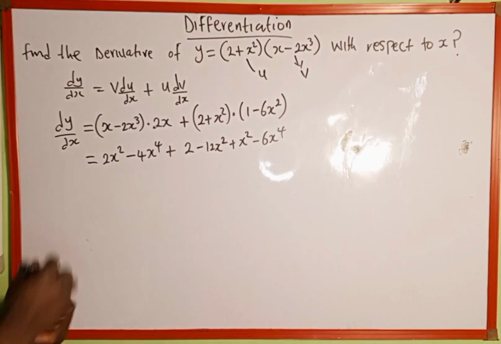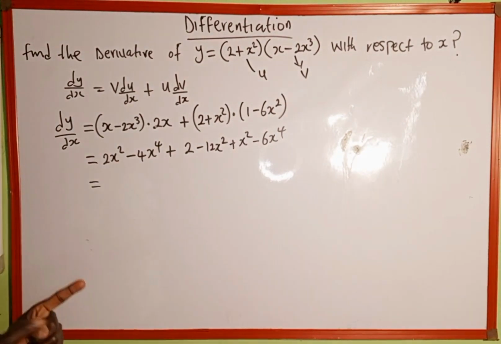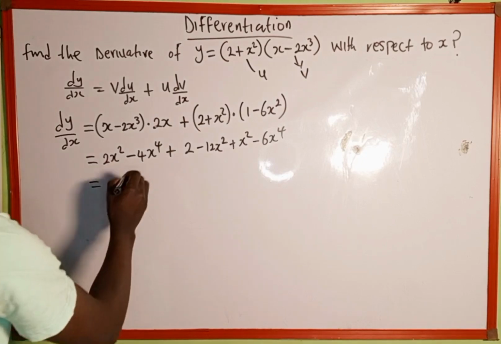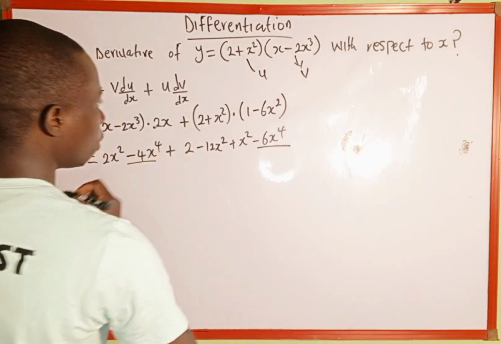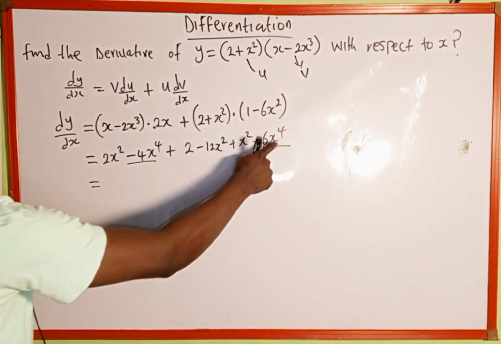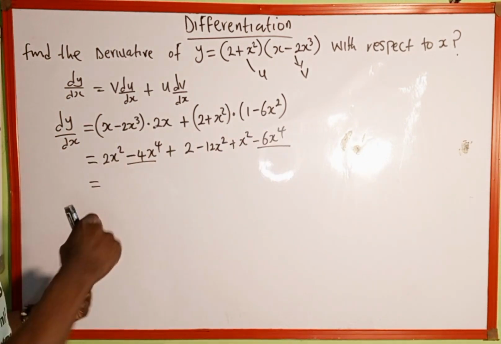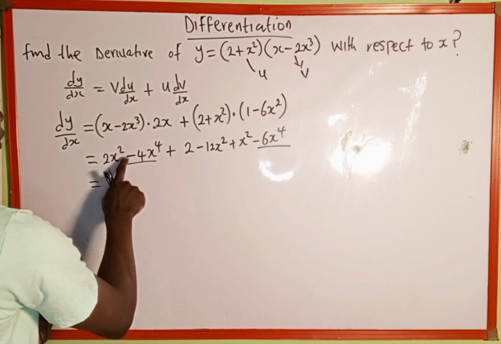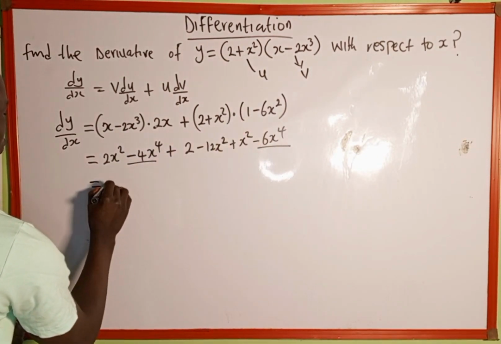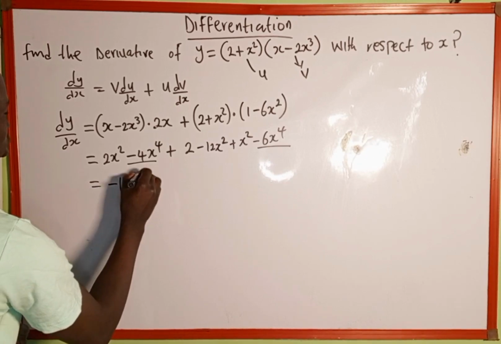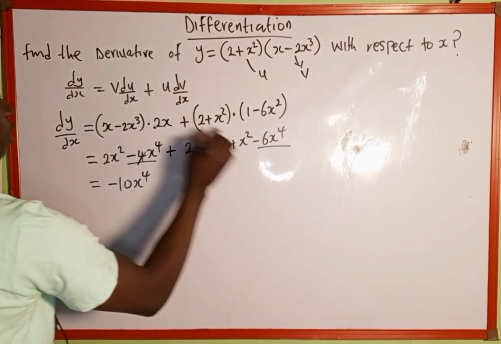So the next thing we're going to do is to combine the like terms, starting with the ones that have the highest power. So the highest power is 4. We have negative 4 here. Then we have negative 6 here. And in both of them, x is raised to power 4, so we can add them together. Negative 4x to power 4 and negative 6x to power 4 is going to give us negative 10x to the power of 4. Now we have picked this and this.